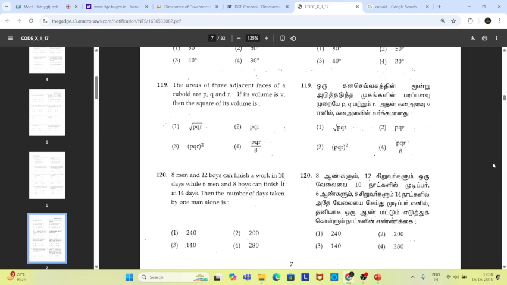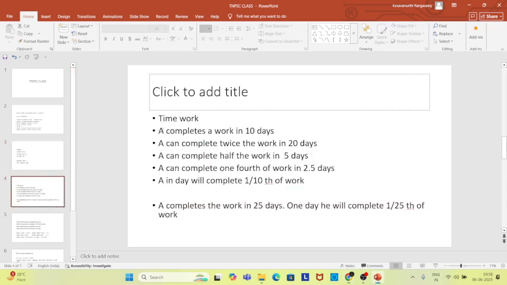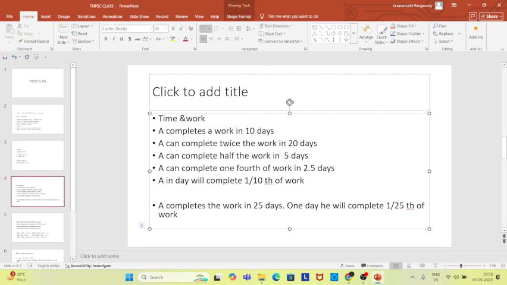I don't know how you learned in your school, but I am going to teach you in a particular style. It may not match the way you learned it in school. We learned this as direct and indirect proportions in class 8, but I am going to teach you in a totally different way. Just listen, I am going to ask you some questions. This comes in the chapter called time and work.